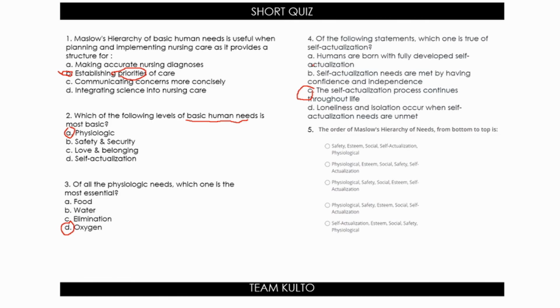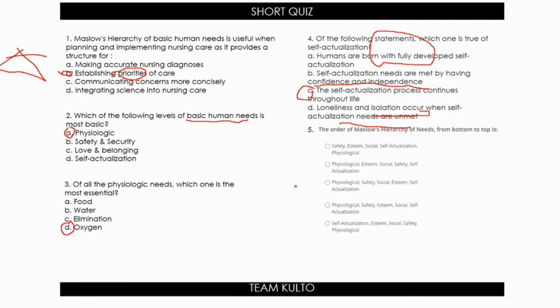Self-actualization or reaching one's full potential is a process that continues through life. All right. A is not the answer. Humans are born with fully developed self-actualization? No. Hindi yan. Fully developed. Pagka mo, self-actualization ka na. Ang galing mo, girl. Di ba pinaka-highest point to ng pyramid natin? Pinaka-peak siya kasi siya yung pinaka-last na na-achieve if you're gonna follow your Maslow's hierarchy of needs. Letter B. Self-actualization needs are met by having confidence. Saan tong confidence na to? Self-esteem, di ba? Yung independence, that's more of like security. Loneliness and isolation occur when self-actualization needs are unmet. Santo, love and belongingness. Right? The answer is C.